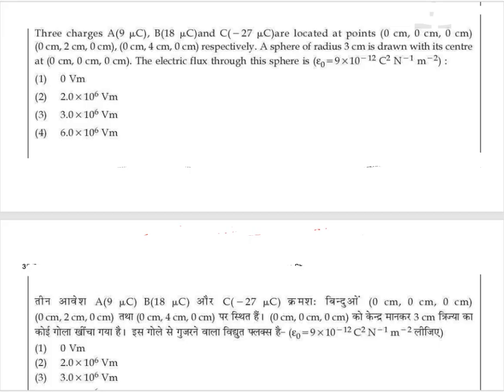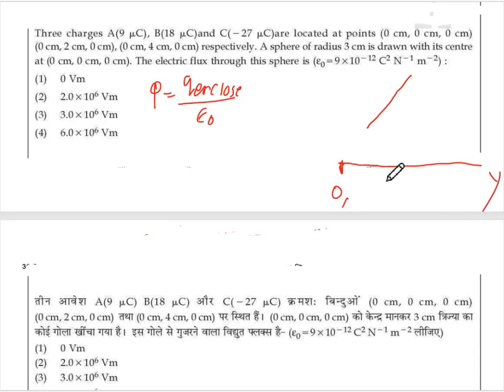So you have to find its flux. The flux formula is phi equal to q enclosed divided by epsilon naught. Enclosed means when we make a sphere, how much charge lies inside the sphere. So the question is, if I make a triangle, the 3 points are situated like this. One is at 0, just consider this is the y axis, so it will become 0, 0, 0, then 2, then 4.